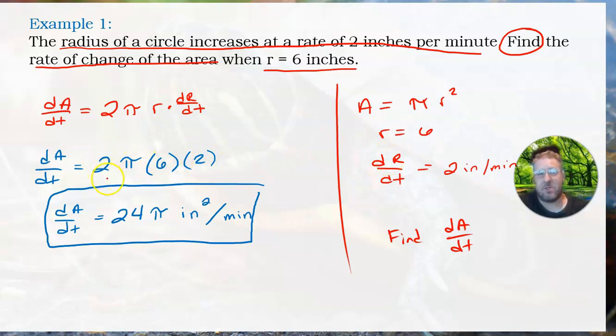6 times 2 times 2 is 24 pi. I would leave it in terms of 24 pi, because otherwise you're going to have to round, and then it's not really an exact answer. So just leave pi in your answer; that would be preferred. Otherwise, if you're going to multiply by pi, make sure you use 3 significant digits.